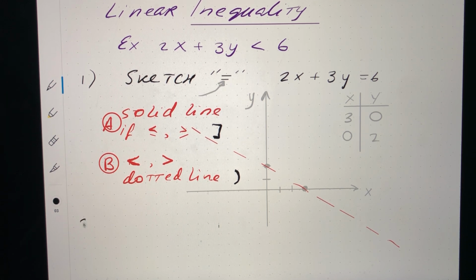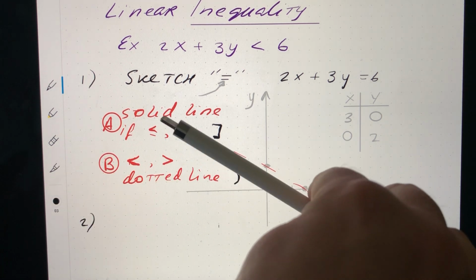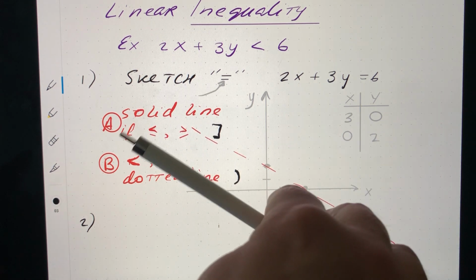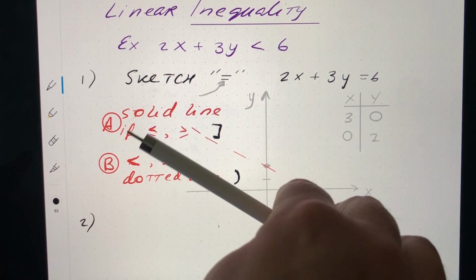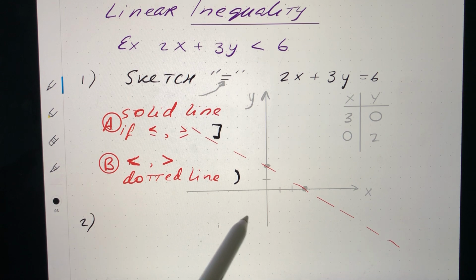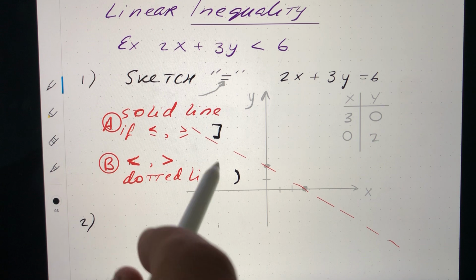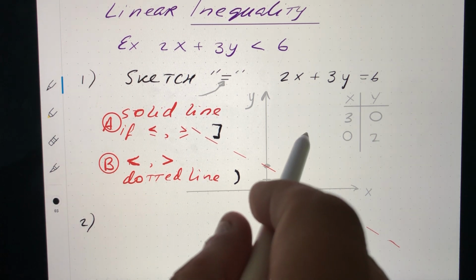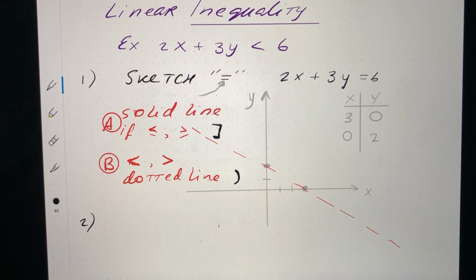Now, the final part is we now have 2 parts to this graph, below and above, and we need to choose which one of these is a solution. All the points would respond the same way. So if the point here is true, then all the points on this side are true. If the point here is true, then all the points on that side is true. So all we need to do is pick any point that is not on the straight line. Usually, if the line does not go through the origin, through 0, 0, then that is the easiest one to pick. So let us choose.